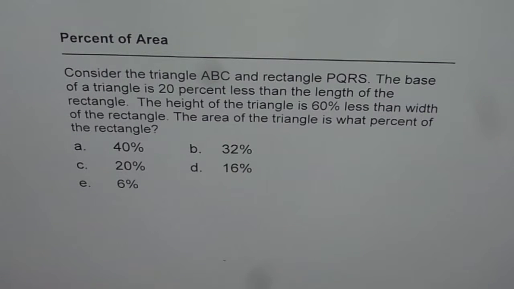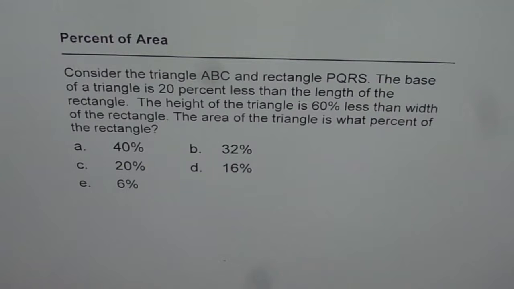Question is, consider the triangle ABC and rectangle PQRS. The base of a triangle is 20% less than the length of the rectangle. The height of the triangle is 60% less than width of the rectangle. The area of triangle is what percent of the rectangle? We are given 5 choices.